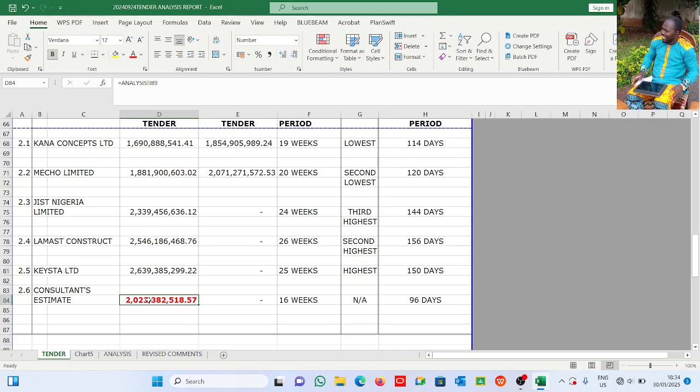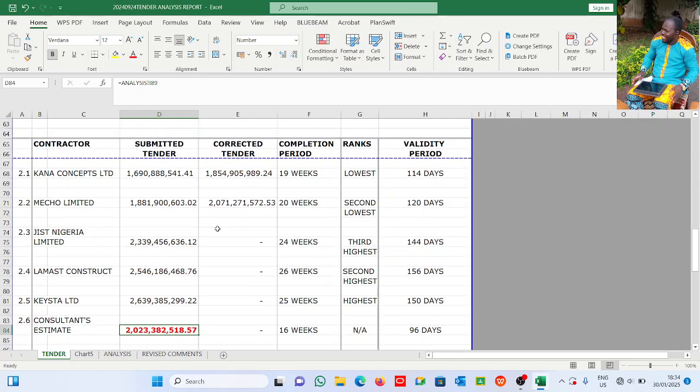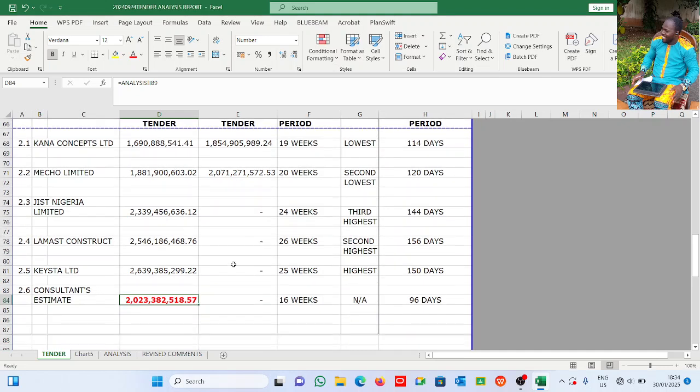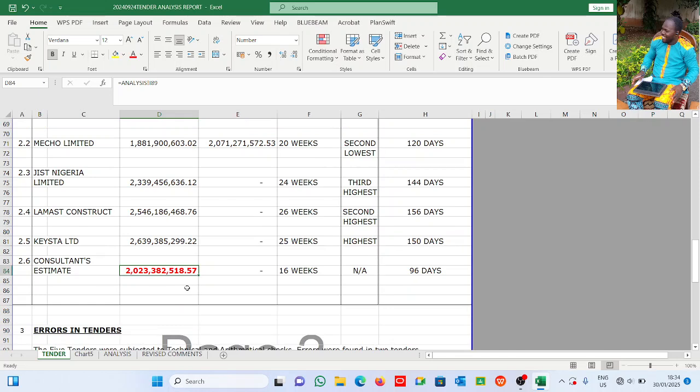Okay. Now basically what we have here is this. From here, the clients can also see that okay, these are what we have. This is the lowest, second lowest, third lowest, and in that order. The client already knows who he is going to use in that particular project compared to what the consultant QS has submitted to him, which is 2.2 billion, 23 million. All right. So the sole onus is on the client to choose. The QS, or whoever prepared the tender, is to advise.